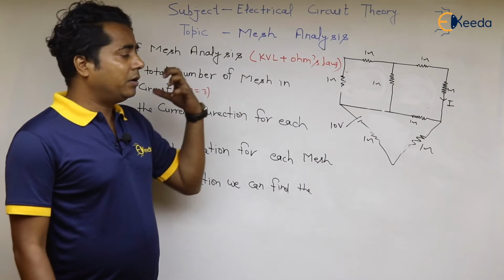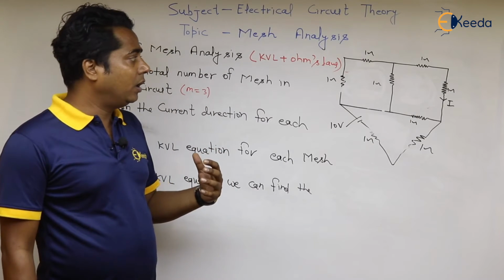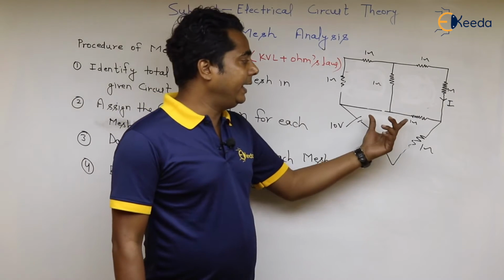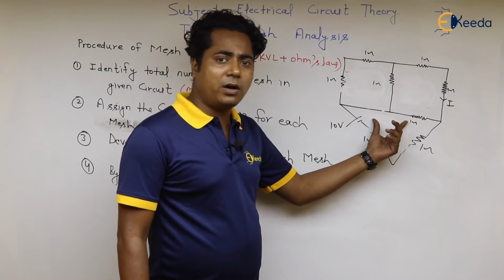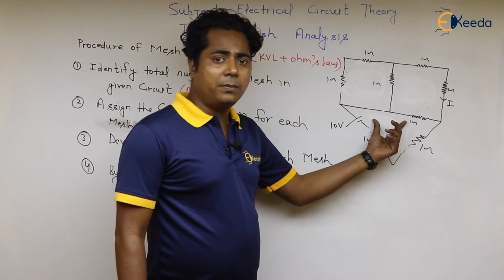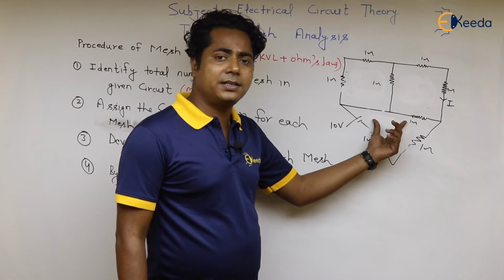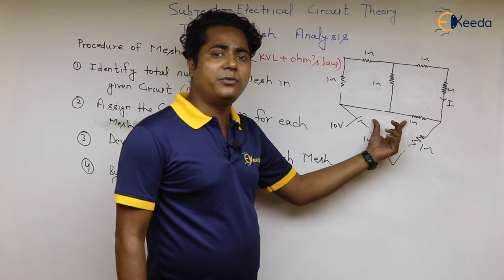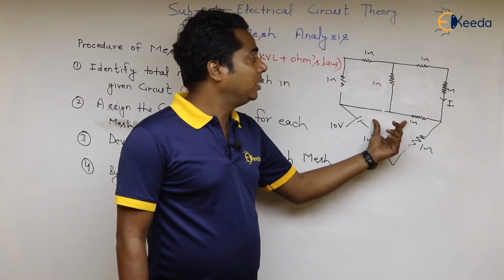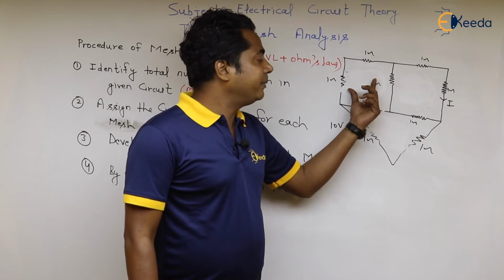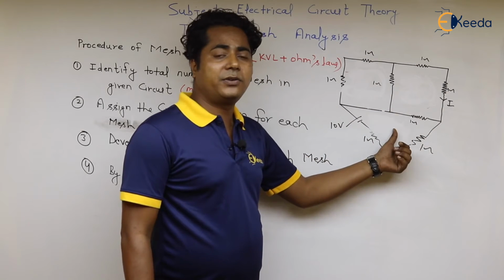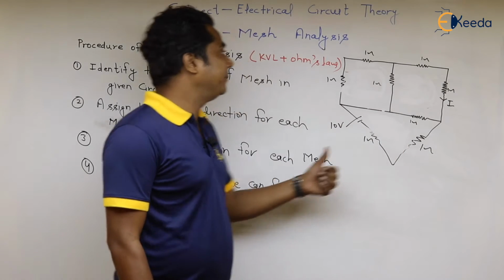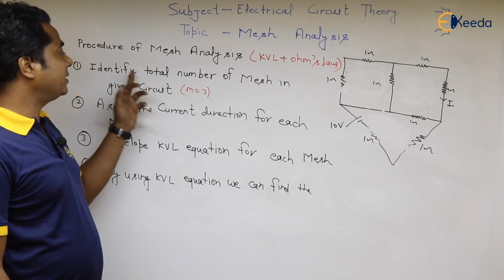So these are a few procedures we have to follow. The first one is, in any given circuit we have to find the total number of meshes. I have discussed meshes in the previous lecture. A mesh is a special form of loop in which there is no other closed loop. So how many meshes are here? 3 meshes are here. The first step is to identify the total number of meshes in the given circuit.